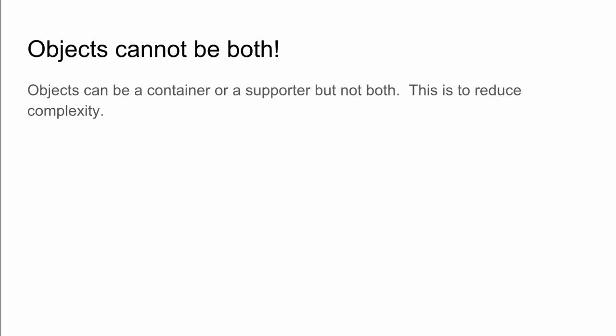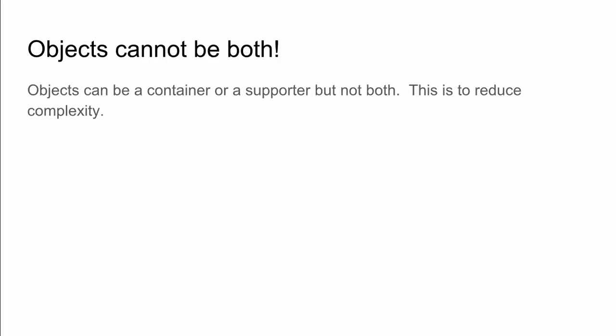Because if I could put things in something and I could put things on something, then every object has to have two inventories, really. It has to have two sets of children. It has to store its external children and its internal children, and that introduces a fairly non-trivial level of complexity that we're really trying to avoid.